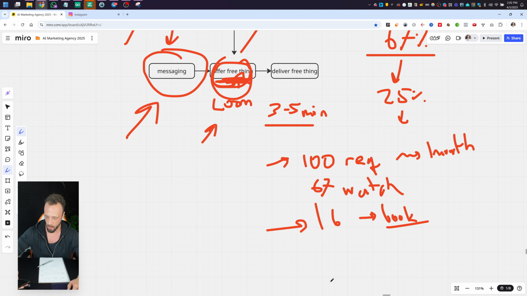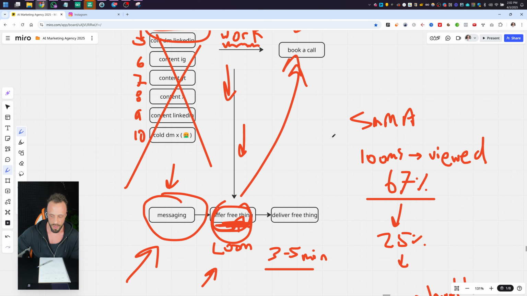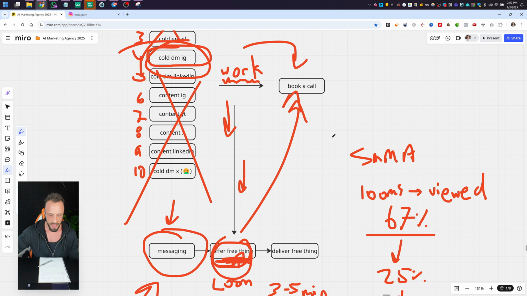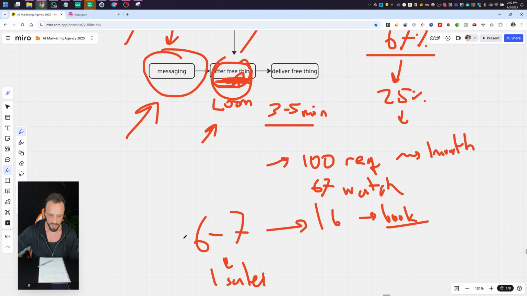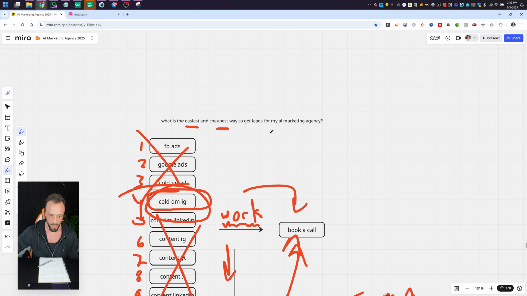Now, if you want to get just one sales call, then we divide 100 by 16. So about every 6 to 7 Loom requests, you should get one sales call. And again, this is with proven numbers across tens of thousands of these outbound messages with an old offer, which is we'll run ads for you: not sexy, not new, not clean, not AI, not exciting. So 6 to 7 Loom requests will get you one sales call. And that is going to be the easiest and cheapest way to get leads in for your AI marketing agency, by doing outbound on Instagram.